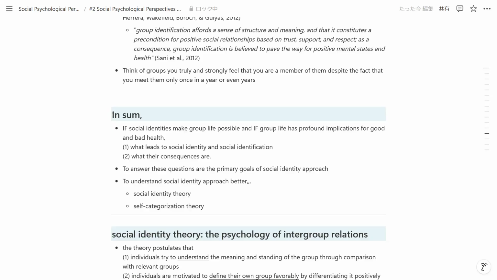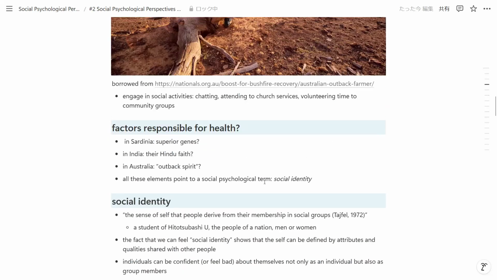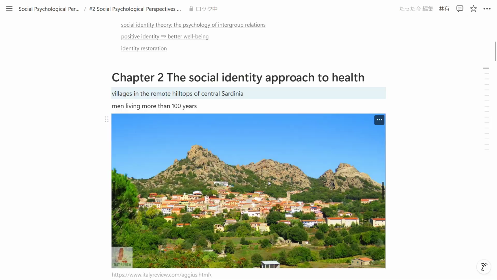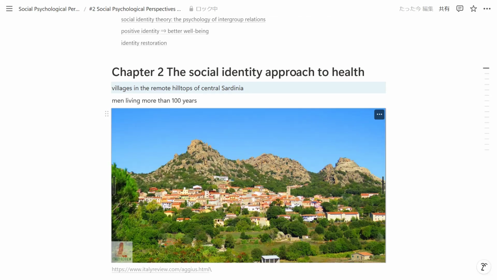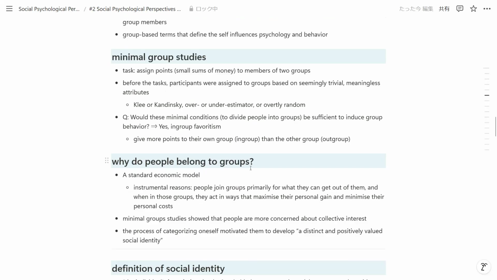In the last class, I explained the beginning of chapter 2, and then in the video, I talked about the basics of social identity. What is social identity and the definition of social identity? And also, I talked about how social identity navigates our behavior, like how we should behave or how we should decide who are more trustworthy people.